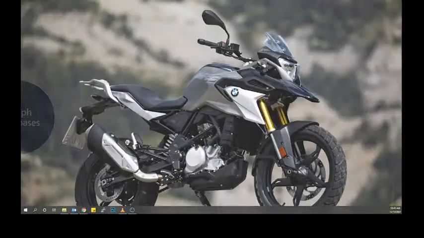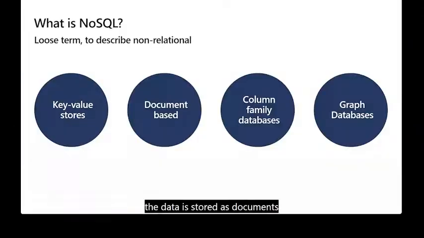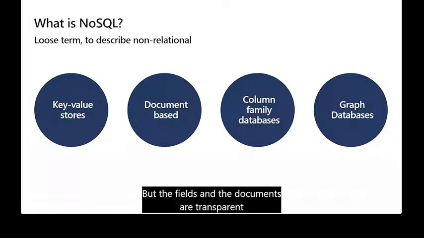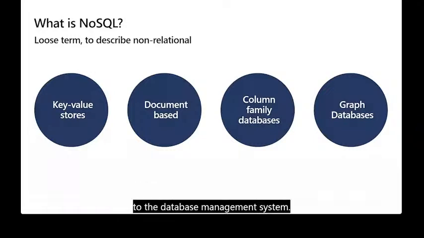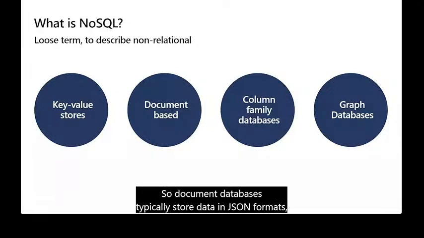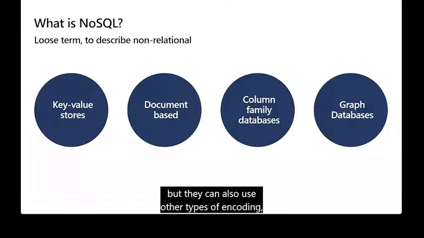Now, in a document database, the data is stored as documents, and each document has a unique ID. But the fields in the documents are transparent to the database management system. So document databases typically store data in JSON format, but they can also use other types of encoding.